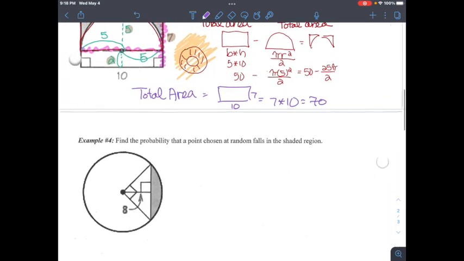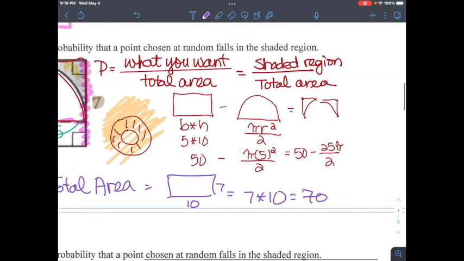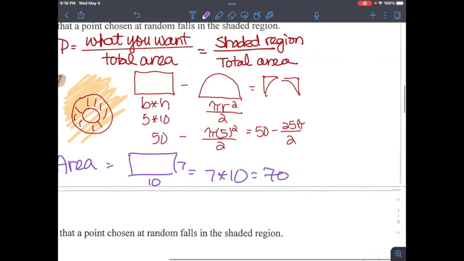So what you're going to do, the probability is going to be equal to the shaded area, which is what you want, 50 minus 25 pi over 2, over 70. Now I want to show it to you guys on how to use the calculator.